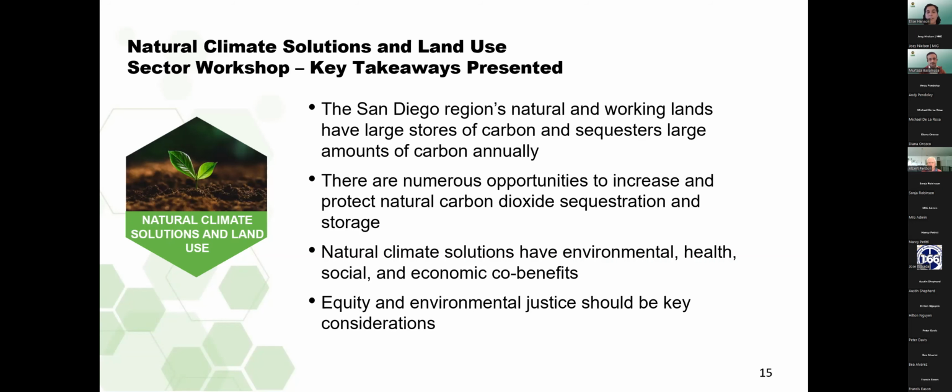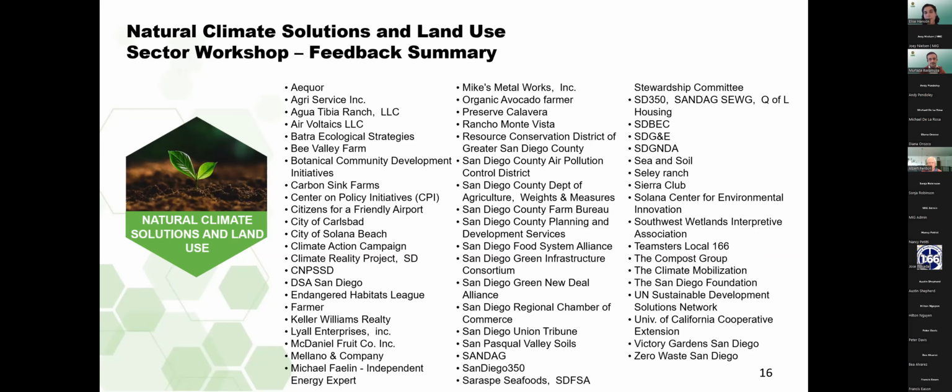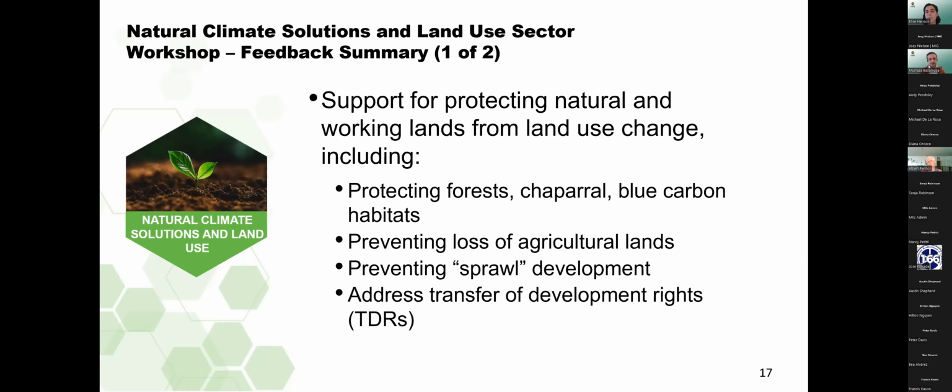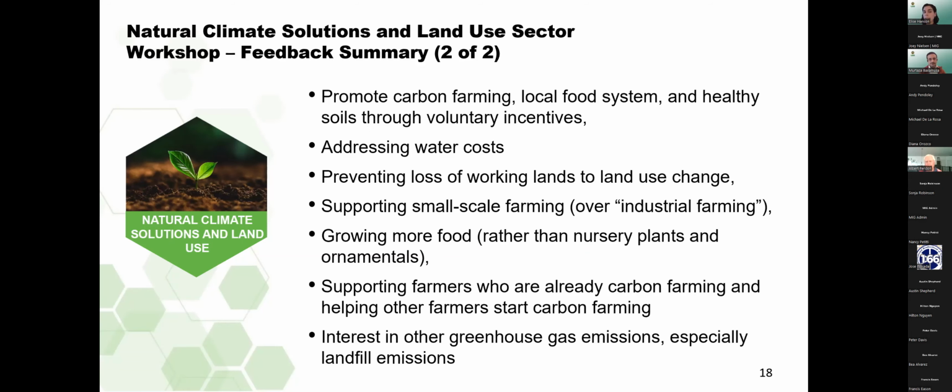considerations. Here's a list of the registered groups, organizations, and jurisdictions. This represents a broad range of interests. Feedback from this workshop fell into some of the broad themes listed on this slide and the following slide. Overall, there were comments both on the natural climate solutions portion of the presentation and on the land use portion of the presentation. There was considerable interest in analyzing natural climate solutions on agricultural and working lands, especially carbon farming and other agricultural natural climate solutions, from both a carbon perspective and an economic and livelihood perspective.